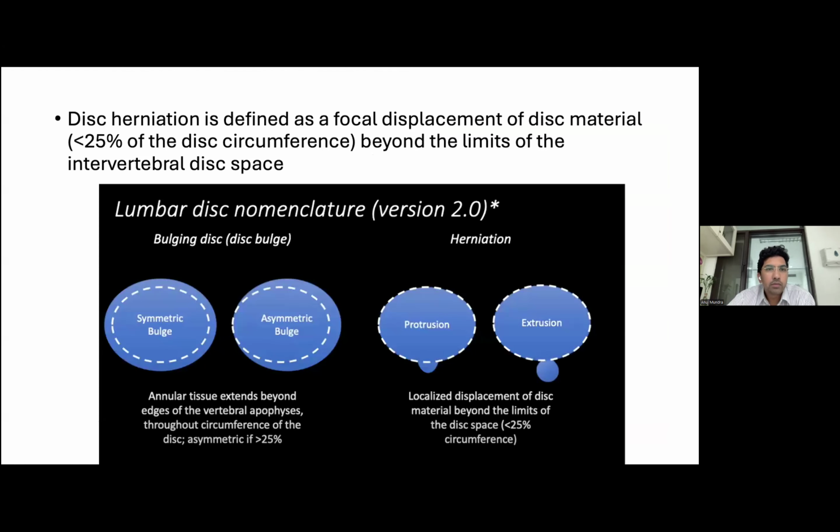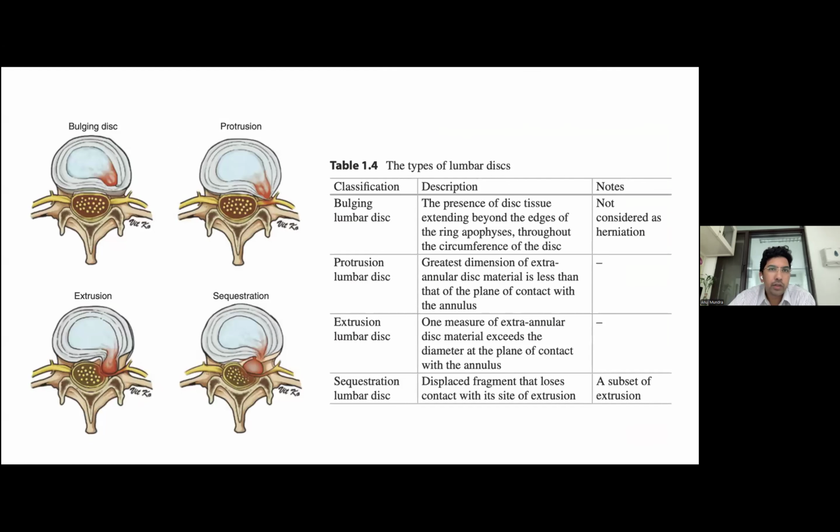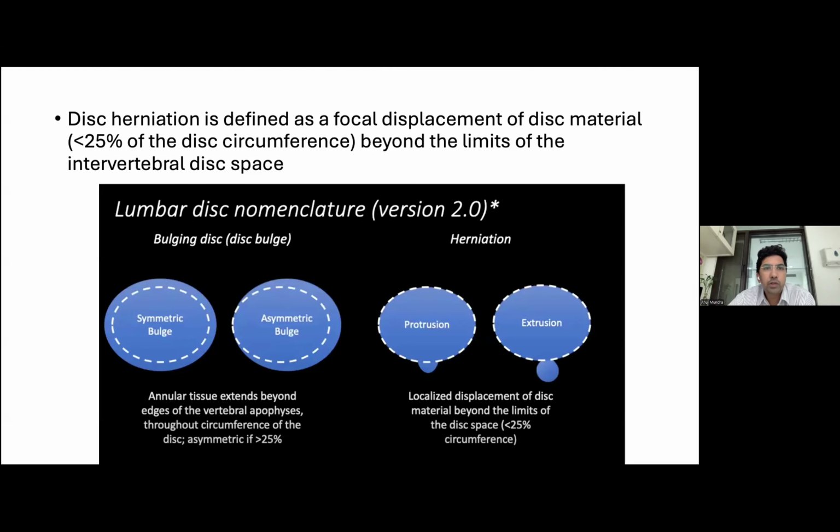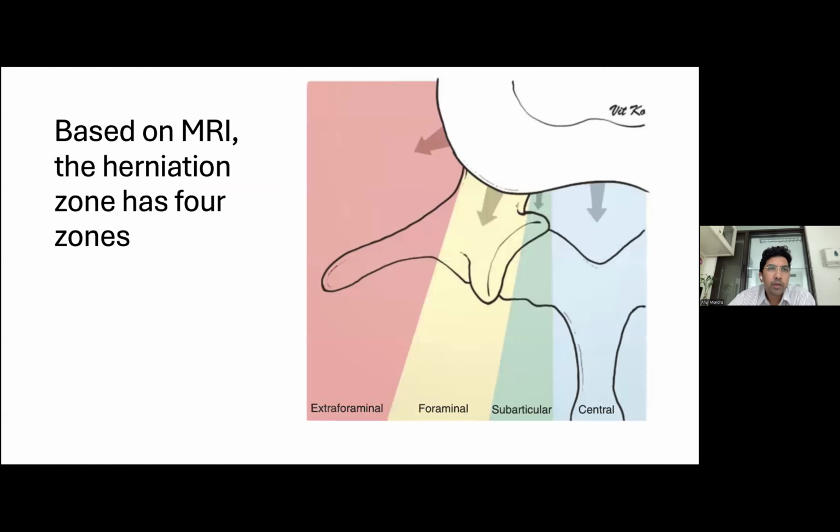Moving on to the disc, not every bulge is a herniation. If it is herniated, it can be a protrusion, extrusion, or a sequestration or migration of the disc. But in aged individuals with lumbar canal stenosis, you will have either a symmetric or asymmetric disc bulging, and this disc bulge classically increases with axial loading and in the standing position.